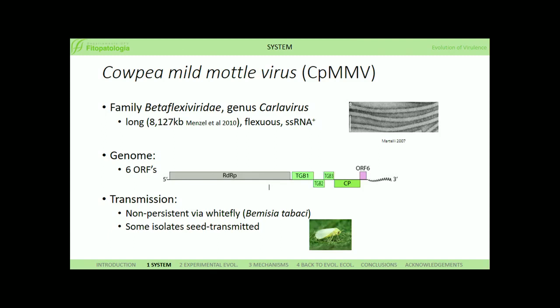And there are 6 ORFs, or basically genes. And this is the one we're considering most today. This is the one that controls replication within the host cell, so the RdRp replication here. It's transmitted by the whitefly, non-persistent, so it doesn't have that intimate association with the vector. It doesn't reproduce in the vector.